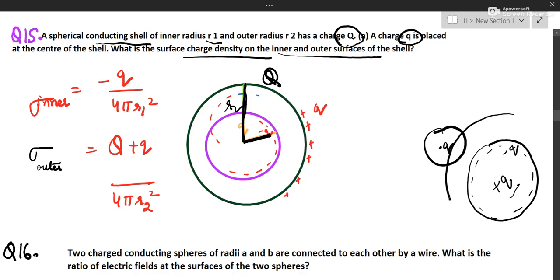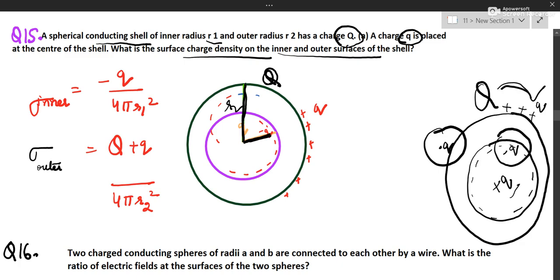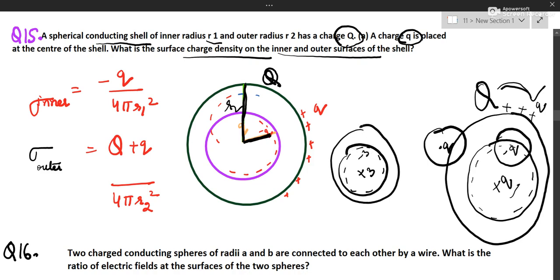Now obviously the outer side will be gaining a positive charge equal to plus q. Capital Q was already present on the outer surface, and now plus q has also come. So total charge on outer surface is Q plus q. And on the inner surface it is minus q. Due to induction, if you are keeping plus 3 here, it will call electrons of magnitude minus 3 here, and on the outer surface plus 3 will be induced due to deficiency of electrons.